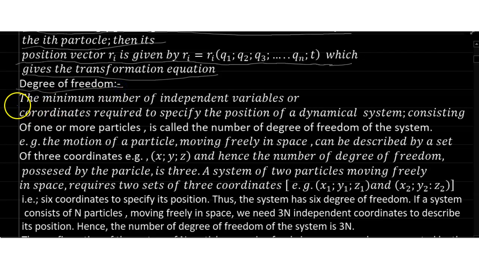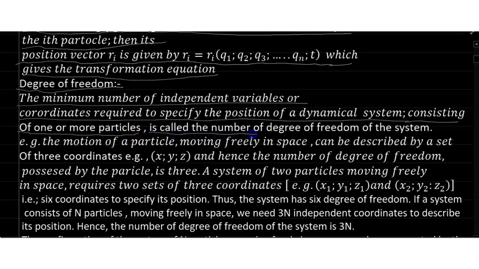Now we discuss degree of freedom. The minimum number of independent variables or coordinates required to specify the position of a dynamical system consisting of one or more particles is called the number of degrees of freedom of the system. So what is degree of freedom? The minimum number of independent variables or coordinates required to specify the position of a dynamical system consisting of one or more particles is called the number of degrees of freedom of the system.